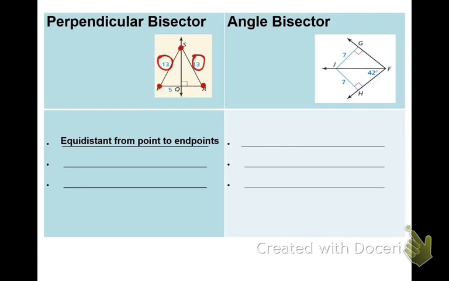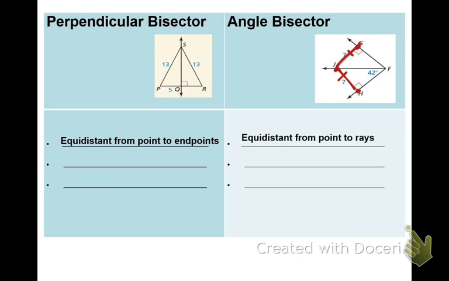Whereas an angle bisector, I'll highlight that as well. An angle bisector cuts an angle in half. And this time, from the point to the rays will be congruent. So that's why we have 7 and 7. So equidistant from the point. So here it's point J to the rays. So JG and JH are both congruent to each other.